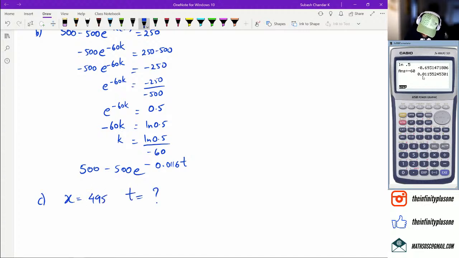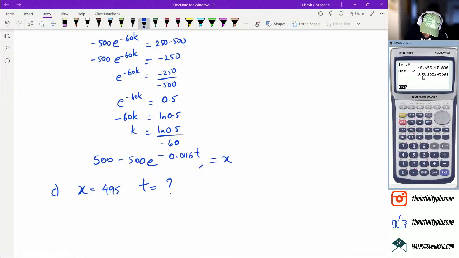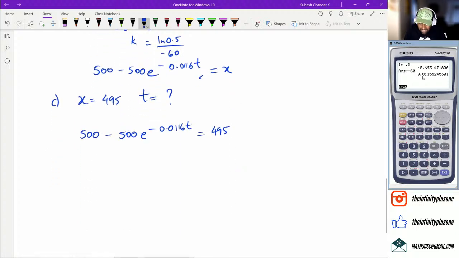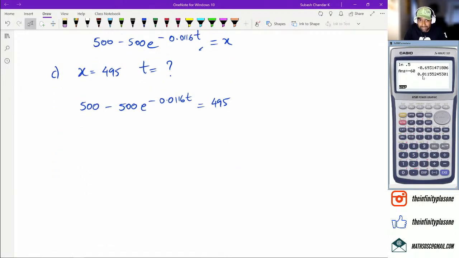And what is t? So this is what the original x equation is. So we're going to put 500 minus 500 e to the power of negative 0.0116 t equals 495. So at this point, we're simply going to just rearrange and solve.